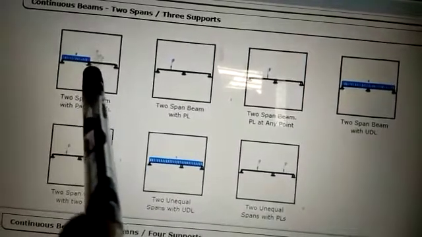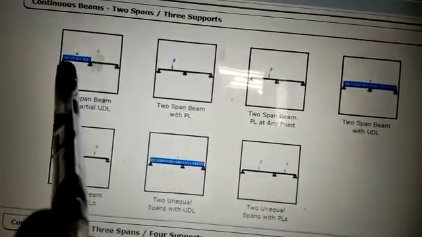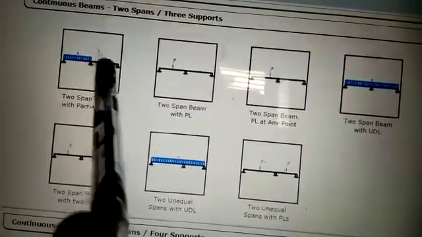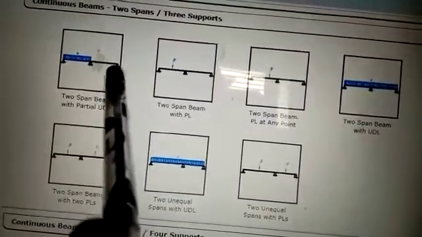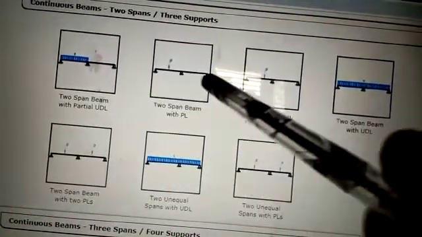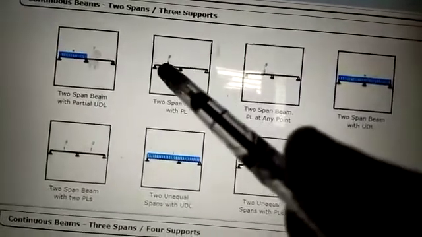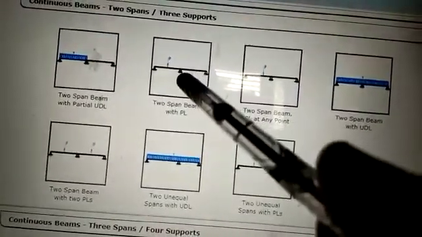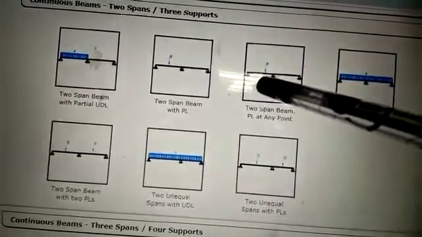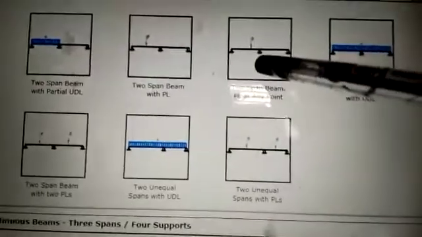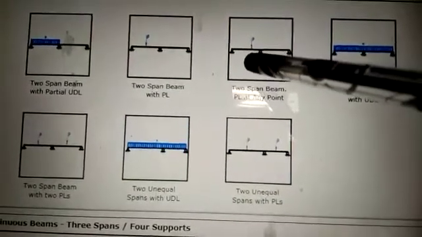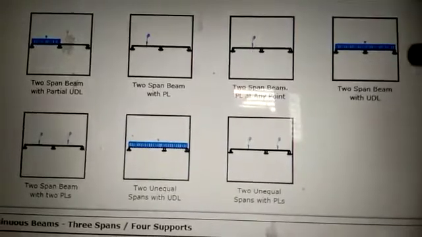On this continuous beam, on one span, suppose AB, the uniformly distributed load is applied, and on the other span, there is no loading. Here, this is also a continuous beam. The point load is applied on one part of the beam and it is centrally applied. Here it is also a continuous beam, but the point load is applied at any point. It is not centrally applied.